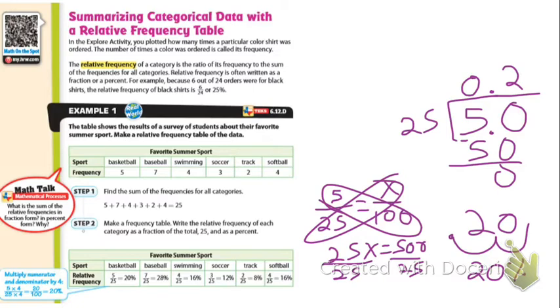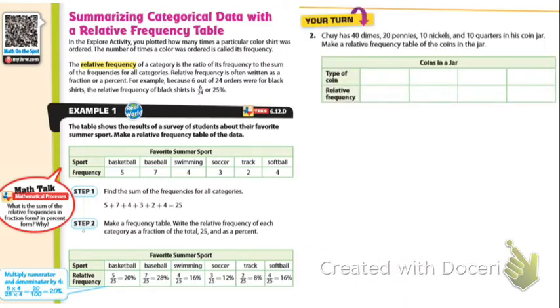So we know that 20% of the students chose basketball as their favorite sport. 28% chose baseball, and so forth. All right, so I'd like for you guys to go ahead and try number 2 on your own, please. Alrighty, so number 2, your turn.